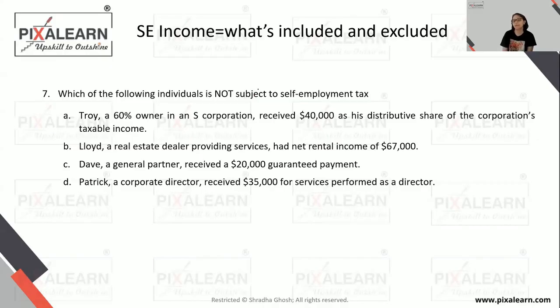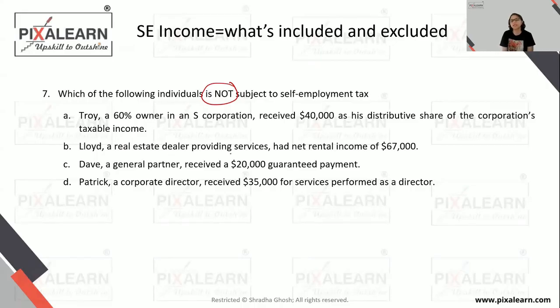Question 7. Which of the following individuals is not subject to self-employment taxes? Give me the answer for this. I hope you should be able to give me the answer for the 7th question. Which of the following is not included in self-employment income?